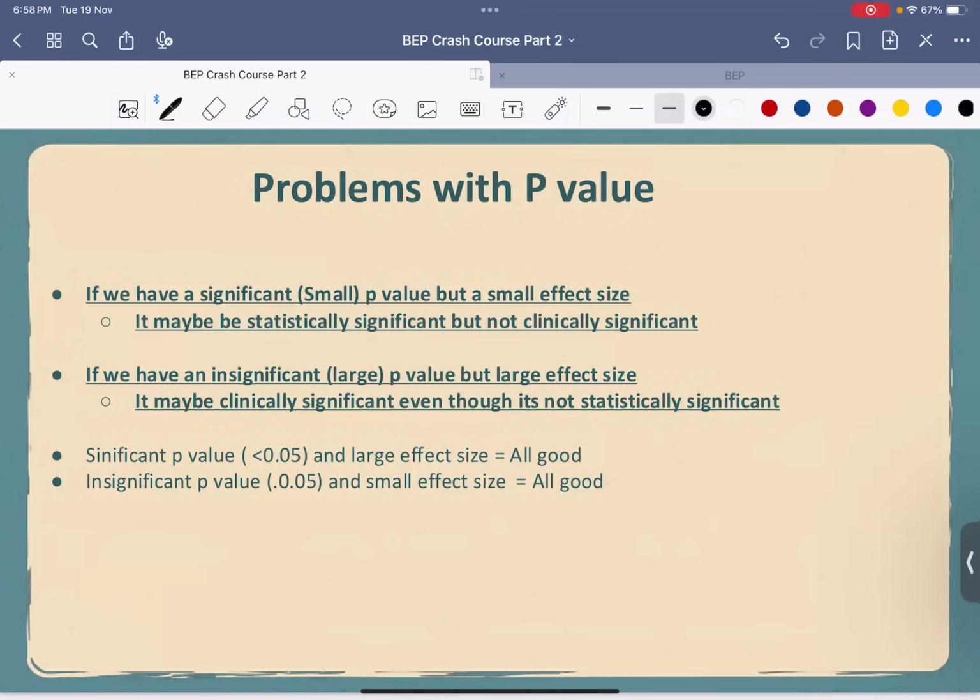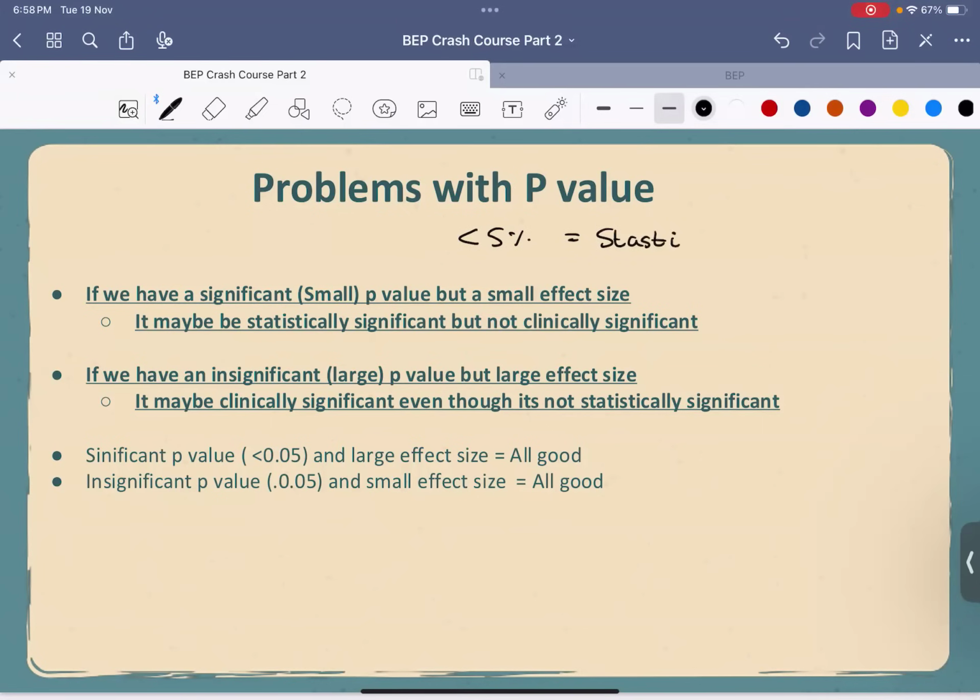Okay, so now again to the problems with the p-value. We said the first problem with the p-value is that it shows us if the data is statistically significant, but it doesn't show us if the data is clinically significant or not. That's the problem with the p-value, and it's also subject to error. So we have two cases, very important. It always comes in the exam. If we have a small p-value, meaning less than 5%, then less than 5% equals statistically significant.